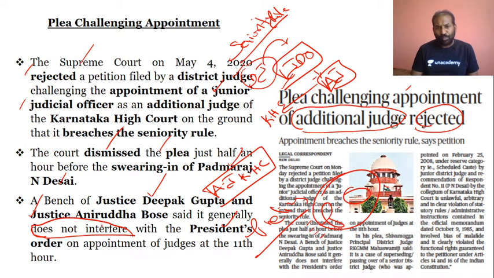So the Supreme Court has said that it generally does not interfere with the presidential order on the appointment of judges. That means the appointment of Padmaraj N. Desai, who was appointed as an additional judge of the Karnataka High Court from the junior judicial officers, cannot be looked into, because generally we do not interfere, as the appointment is done by the presidential order. That is why the Supreme Court has rejected the petition.